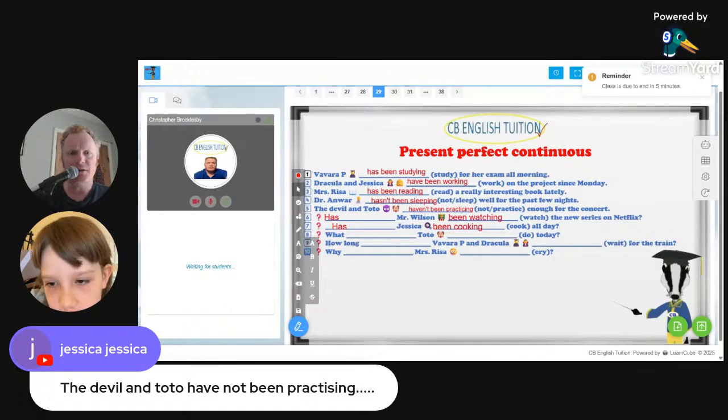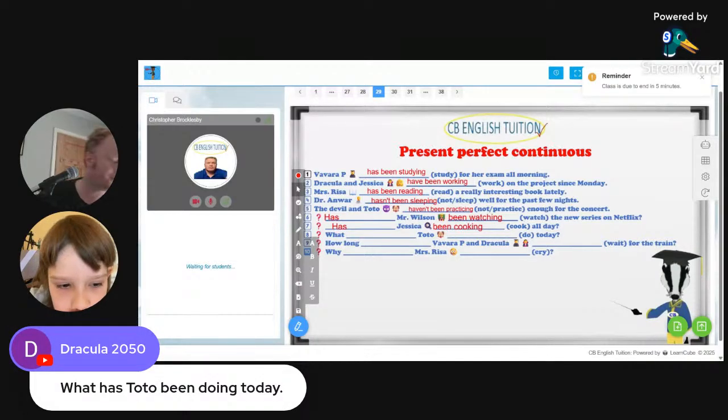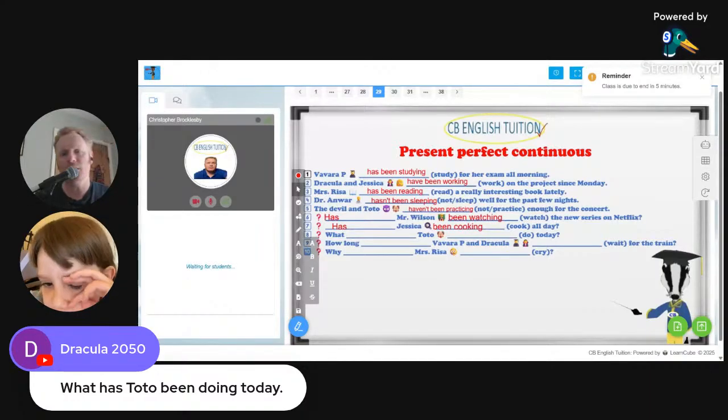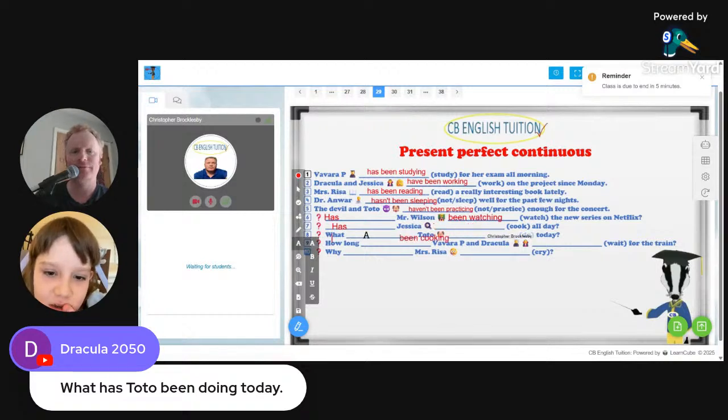What has Toto? Yeah. So Dracula says, what does Dracula say, Varvara? What has Toto been doing today? Yeah, is that correct? Yes. What do you think Toto has been doing? I don't know. What do dogs usually do? Eating. Maybe Toto has been eating.